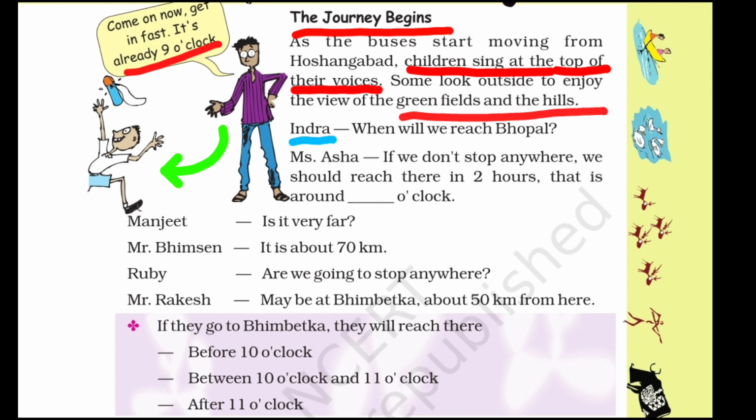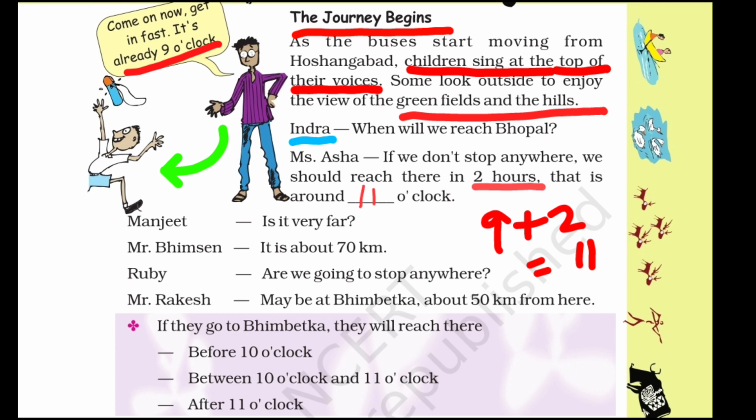So there is a student, Indra. She asked, when will we reach Bhopal? And the teacher Miss Asha replied, if we don't stop anywhere, we should reach there in 2 hours. That is around 11 o'clock. So the teacher is replying, it will take 2 hours to reach Bhopal. So they started at 9 o'clock. So 9 plus 2 is 11 o'clock. So they will reach around 11 o'clock.